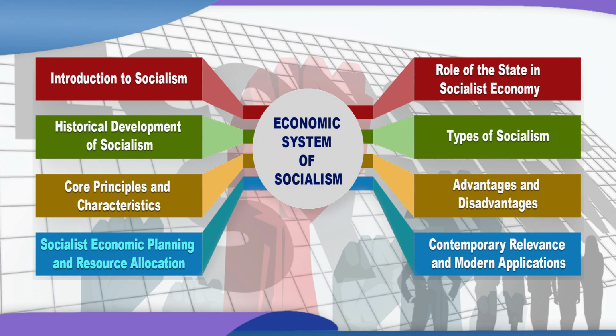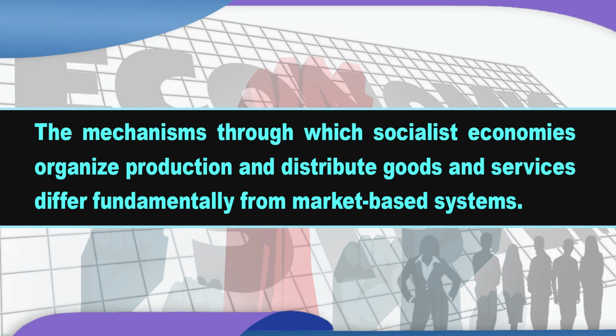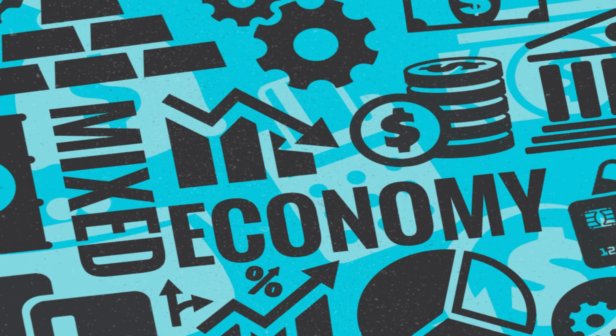Now, let us look at socialist economic planning and resource allocation. The mechanisms through which socialist economies organize production and distribute goods and services differ fundamentally from market-based systems. Understanding these mechanisms is important for business students who may encounter planned economic elements in mixed economies or when doing business in countries with significant state economic control.